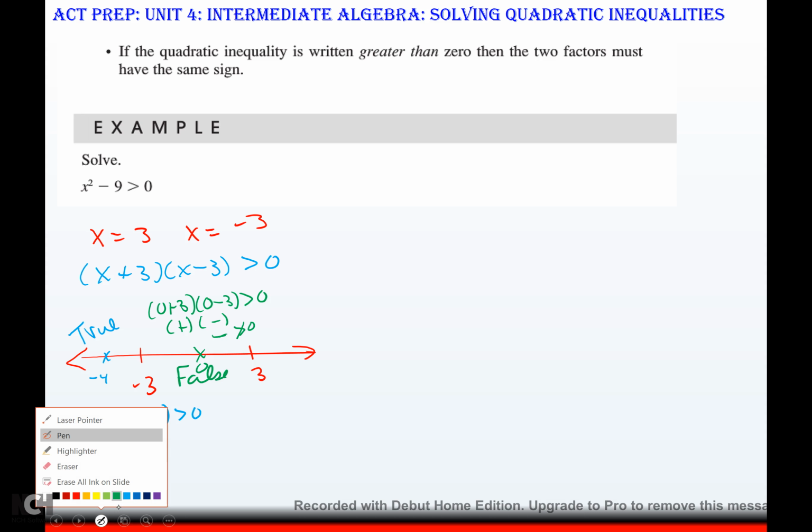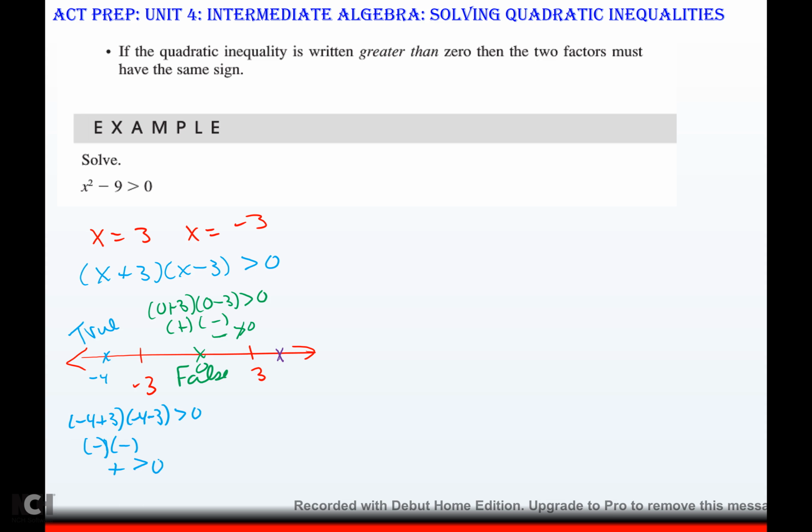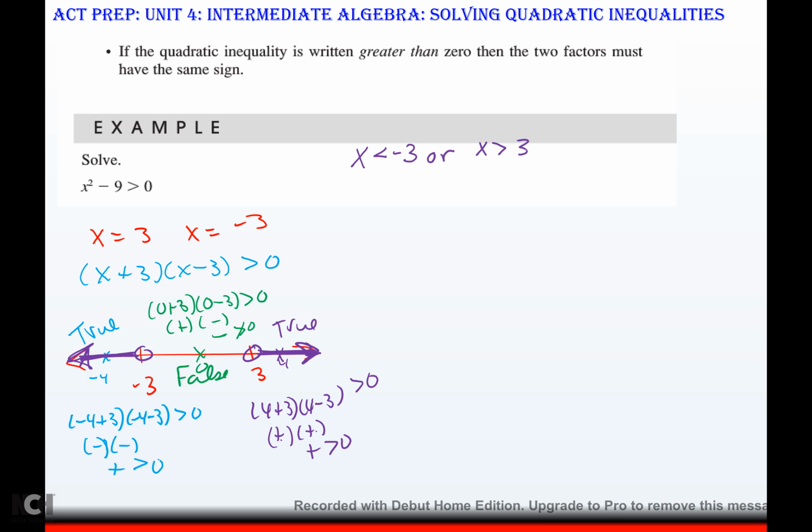And when I pick something above 3, like 4, I get 4 plus 3, 4 minus 3. Is that greater than 0? Well, that's a positive. That's a positive. A positive times a positive is a positive, which is always greater than 0. So this section is true. So now, again, I still can't include the 3's, but my solutions now lie outside of the 3's. And the way you write that is x is less than negative 3, or x is greater than positive 3.